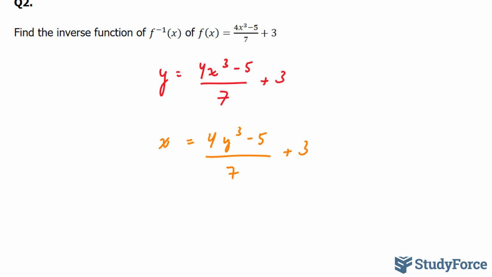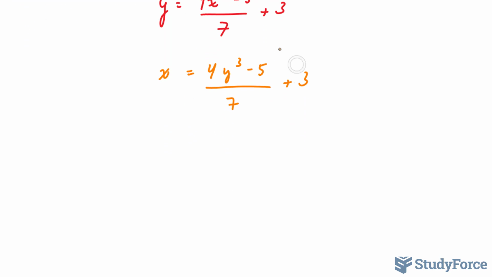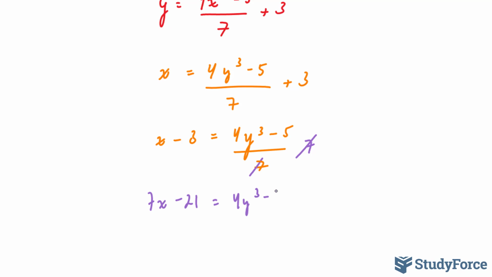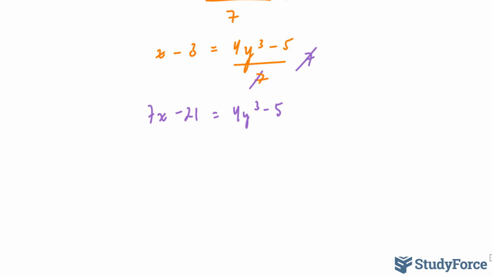Doing the same thing as before, we end up with this 3 moving to the left side, and subsequently this 7 being multiplied at the left and the right side. If we do that, we end up with 7x minus 21 is equal to 4y to the power of 3 minus 5. We're going to bring this minus 5 over, and what happens is you end up with minus 21 plus 5. Minus 21 plus 5 is equal to minus 16. The right side stays the way it is.